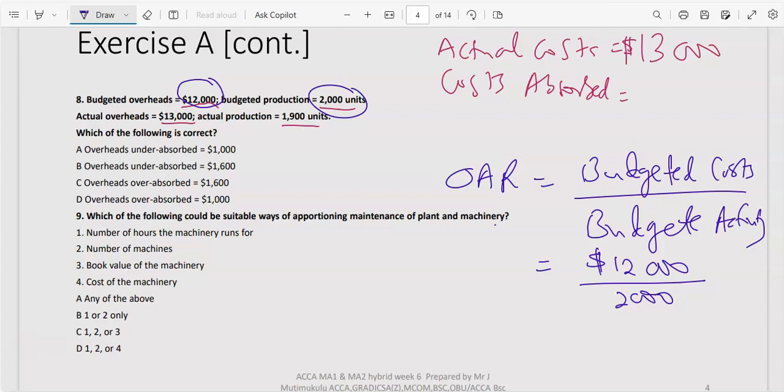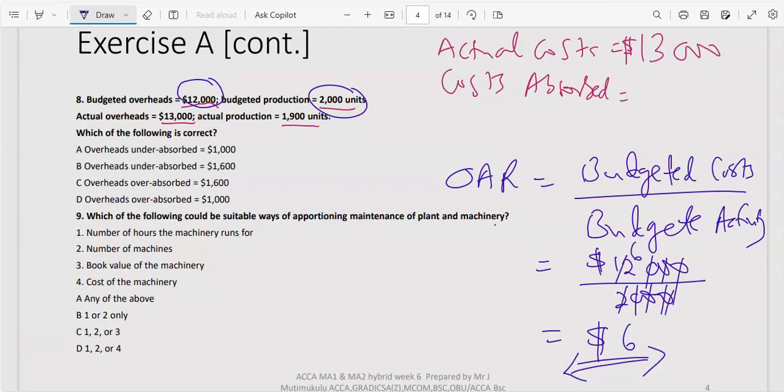So to produce 1 unit, you need to incur a cost of how much? Let us cancel out these zeros. We are left with 12 divided by 2, that's 6. So the overhead absorption rate per unit is $6.